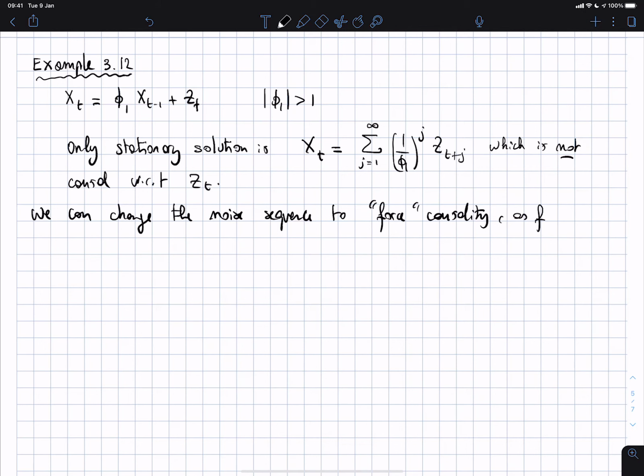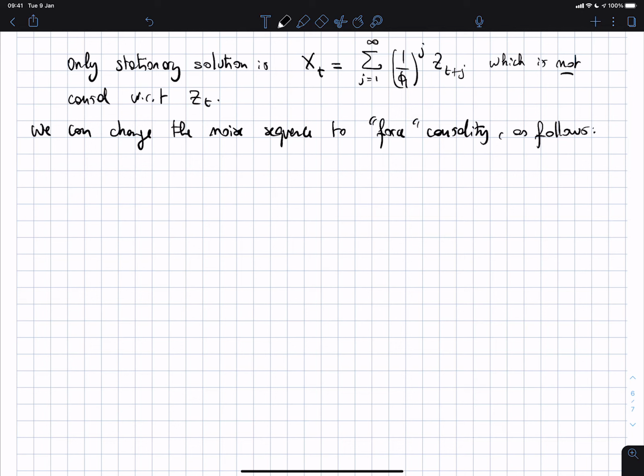And how do we do this? Well, we do it as follows. We define Zt tilde, which is this guy, and the claim I make is that Zt tilde will be white noise with mean 0 and with variance sigma squared over phi 1 squared.